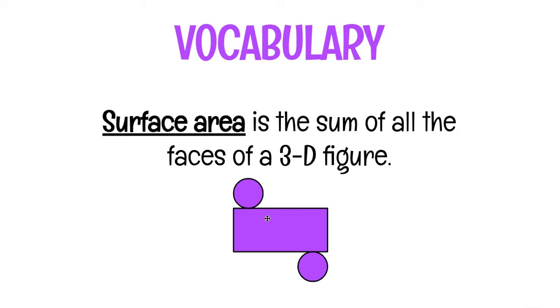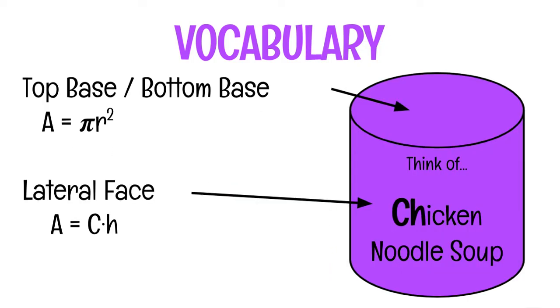I'm going to go back to this one. So for the rectangle, this top side here could also wrap around this circle. And the outside of a circle, we call that the circumference. So the length going this way is the circumference. And then this measurement here would be the height. To remember that, we can think of chicken noodle soup. CH is circumference times height.